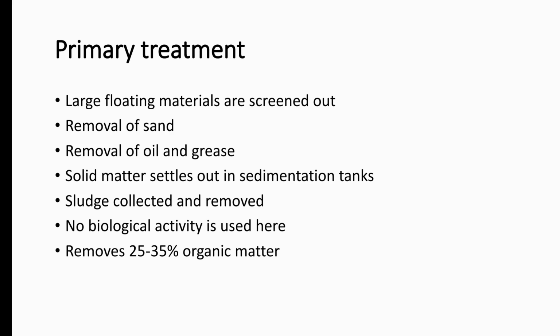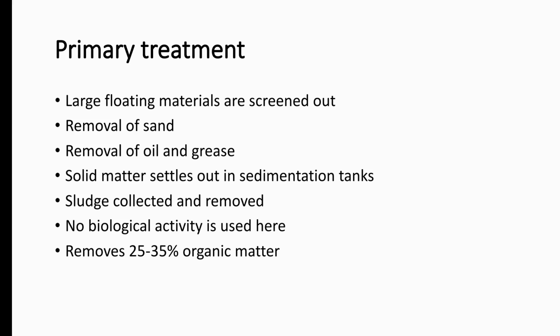The first step of industrial wastewater purification is the primary treatment. During primary treatment, stepwise purification of water takes place. First, the large floating materials present in the water are screened out. Then sand is removed. Then the oil and grease present in water are removed. Then solid matter is allowed to settle in sedimentation tanks. The settled solid matter, or sludge, is then collected and removed.